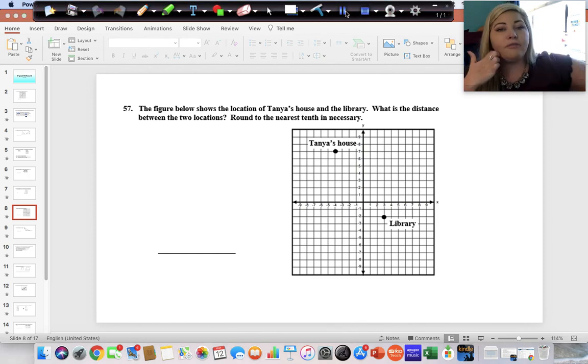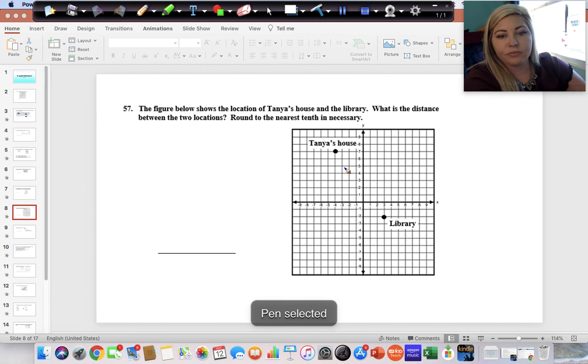Okay, for this one, it says the figure below shows the location of Tanya's house and the library. What is the distance between the two locations? Round to the nearest tenth if necessary. So, that's the distance that we want to find.